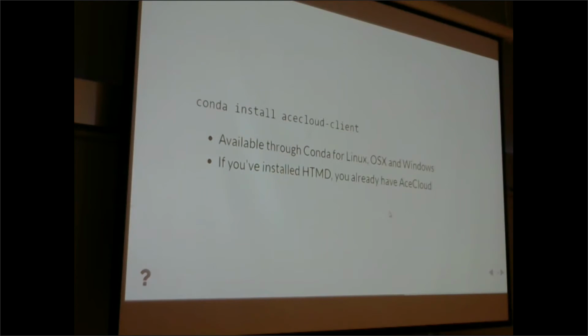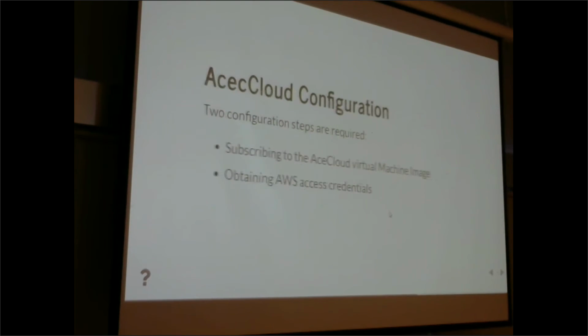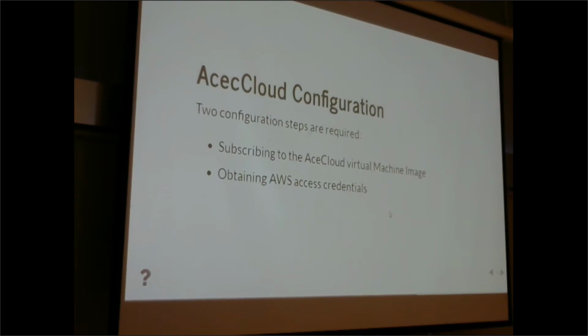So if you have HTMD installed already, then the AceCloud client has come along with that installation. You can also install it independently, through Conda, which is the channel we have for distributing all of our software now if we can. And we support all three operating systems. For the moment, I'll talk about the configuration of it first. So the first time you install it, you have to go through a little bit of configuration work in order to integrate it with your Amazon account. This takes a little bit of time, but it's reasonably straightforward.